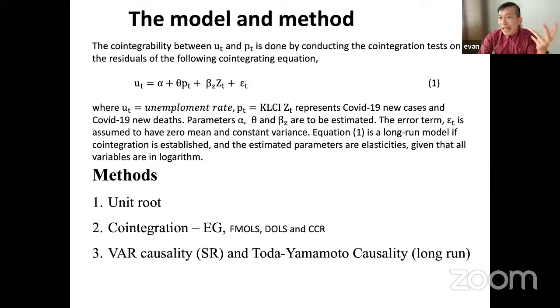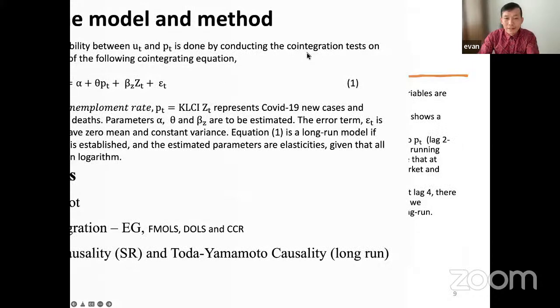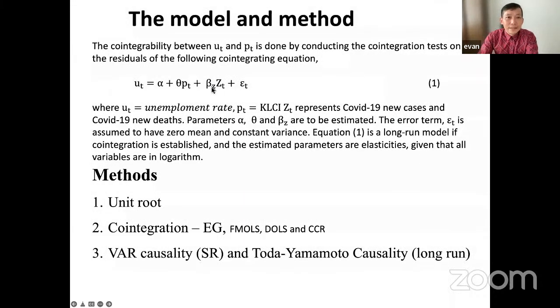Right. So the simple model and methods that we adopted here are based on co-integration, standard time series analysis, between these two: unemployment and P, represented by the stock market index itself. P is actually the stock market, and Z, I think I deleted the Z. This Z variable here represents two additional control variables, new cases and new deaths, but our focus is actually on this one.